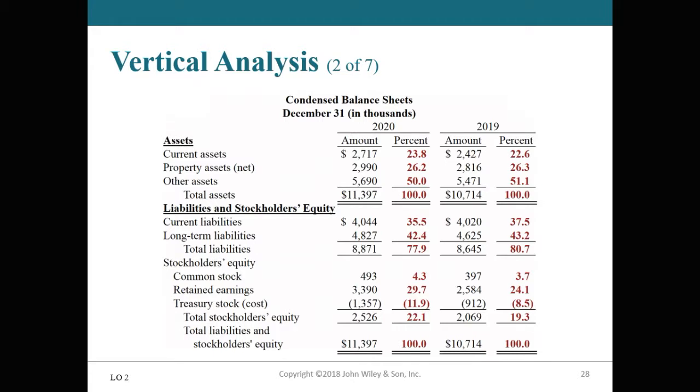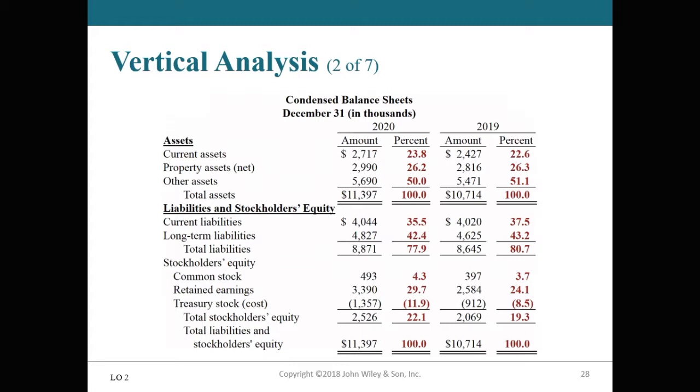So we take $2,717 in current assets. Here we have that for 2020. We divide it by the total assets of 11,397, and that gives us a percentage of 23.8. We then use the same relationship, the same base number of total assets for all of the accounts that are on the condensed balance sheet, and we do that for both years 2020 and 2019.